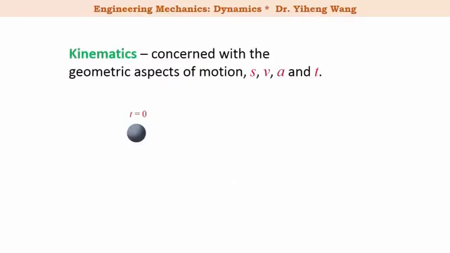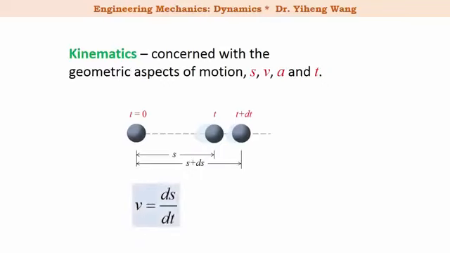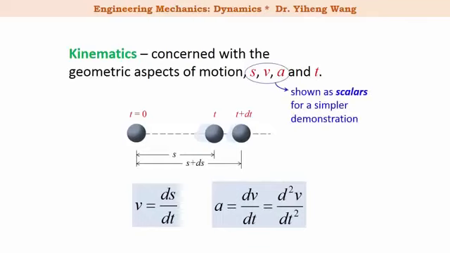As you probably learned in physics, displacement is the change in position of the object as time changes, and velocity is the time derivative of displacement, and the acceleration is the time derivative of velocity. I need to point out that displacement, velocity, and acceleration are all vectors, but here they are shown as scalars for simplification reasons.